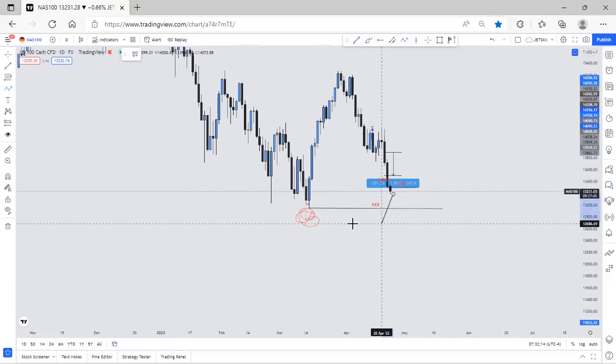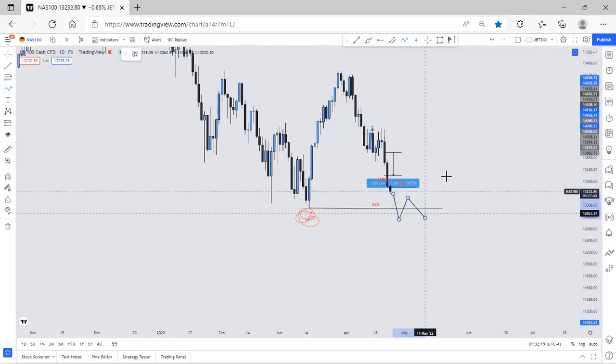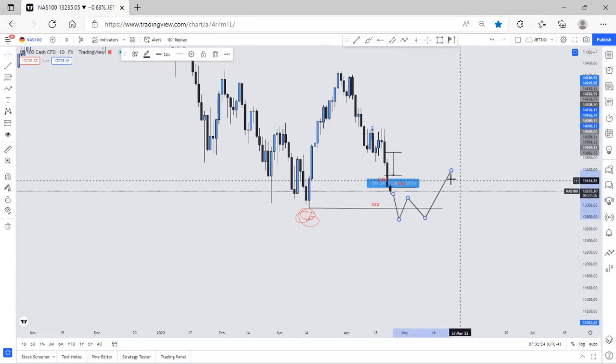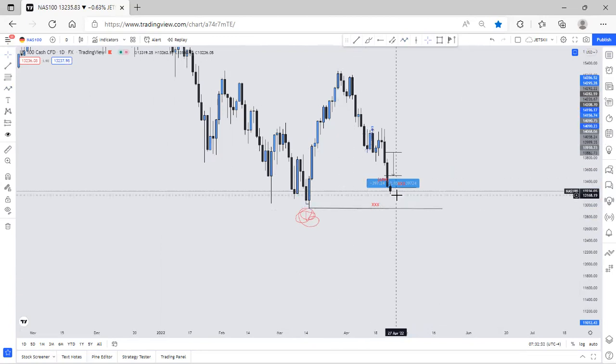But I'm still bearish on these markets. Understand? So once I get a confirmation, I'll screenshot and I'll leave a link below here. I'll show you how I got involved in those markets. Understand? But overall, we are still bearish on these markets.